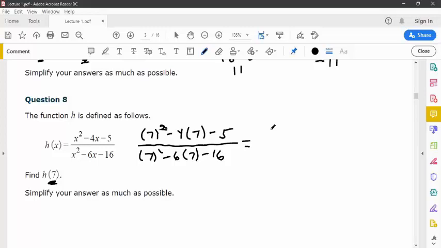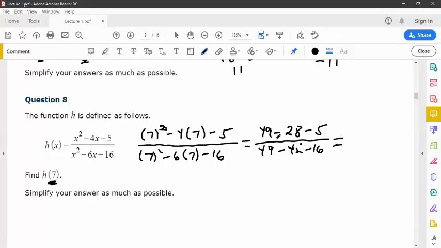So in the numerator, 7 squared, or 49, minus 4 times 7, which is 28, minus 5, over, in the denominator, I have 7 squared, which is 49, minus 6 times 7, which is 42, minus 16.